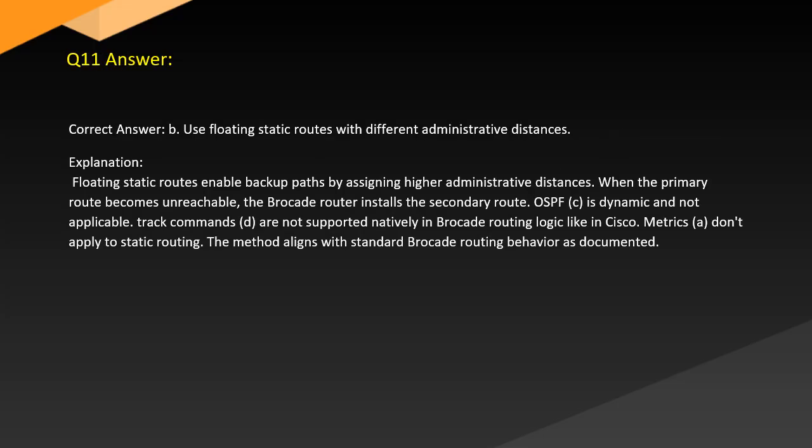Answer. Correct answer: B. Use floating static routes with different administrative distances. Explanation: Floating static routes enable backup paths by assigning higher administrative distances. When the primary route becomes unreachable, the Brocade router installs the secondary route. OSPF, C, is dynamic and not applicable. Track commands, D, are not supported natively in Brocade routing logic like in Cisco. Metrics, A, don't apply to static routing. The method aligns with standard Brocade routing behavior as documented.